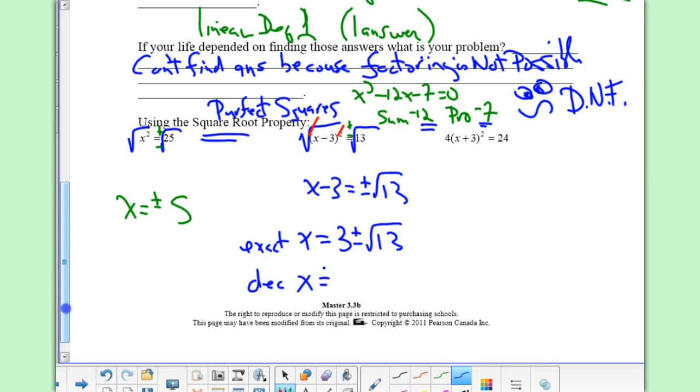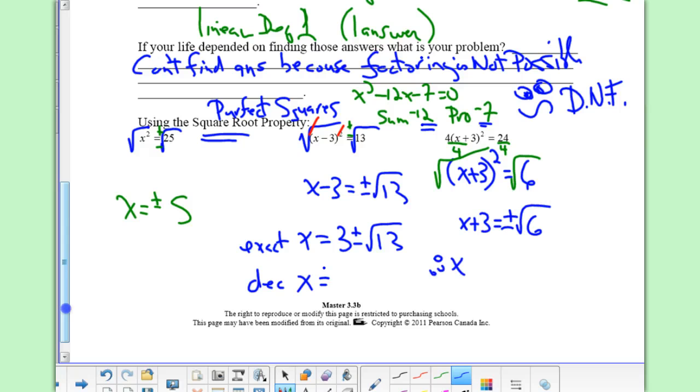So what do I do with this one? Well, the first thing I need to do, I want to use that square root property, but I need to divide by 4 both sides, so I'll get x plus 3 squared equals 6, because I divided both sides by 4. And I now can take the square root of both sides, and I get x plus 3 is equal to plus or minus root 6. Therefore, I take the 3 to the other side and I get x equals minus 3 plus or minus root 6. And all is good, okay?